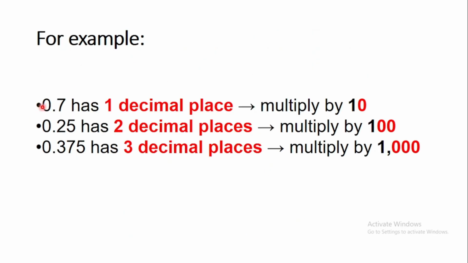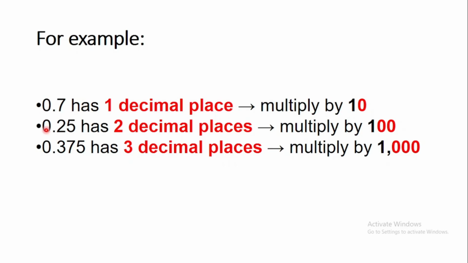For example, 0.7. 0.7 has 1 decimal place because 1 number is after the decimal point. So 0.7 has 1 decimal place. So because of that, we'll multiply by 10. Notice how many zeros there are? Just 1 zero, because there's only 1 decimal place for this number right here.